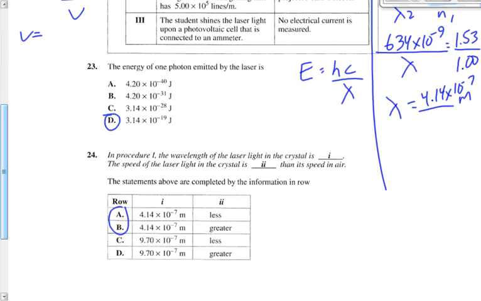A or B. The speed of laser light in the crystal is less than that in air, and light always slows down when it goes to something other than air, unless it's a vacuum.